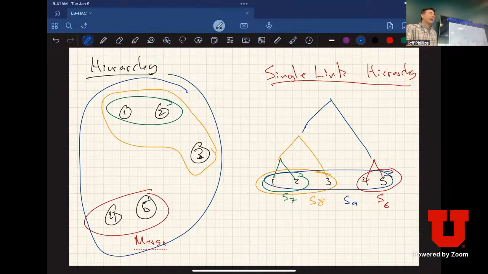And I could have said, I want to stop when I have 3 clusters, right? So then I chop off the hierarchy with the sets 1 and 2 together in cluster 7, 3 by itself, and 4 and 5 together in cluster 6. If I wanted 2 clusters, well, then I stop when 1, 2, and 3 together are in one cluster and 4 and 5 are in the other cluster.